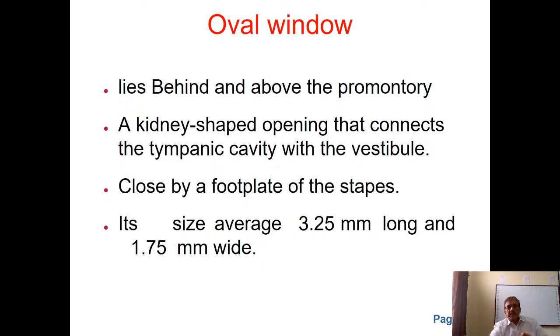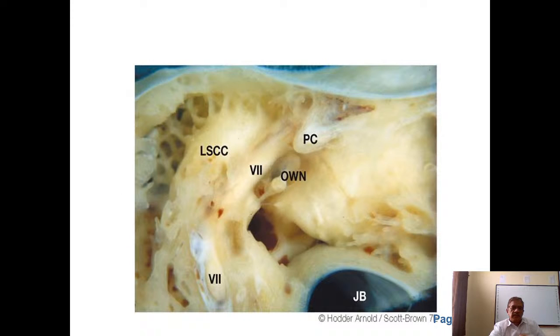And of course, the description of the oval window: just behind and above the promontory, as you have seen, it's a kidney shaped opening which is about 3.25 millimeters long and 1.75 millimeters wide. That is the description of the oval window. Then in the bone, this is how you see it.